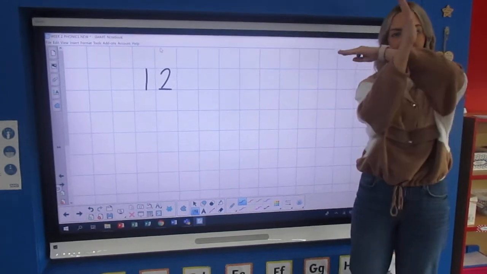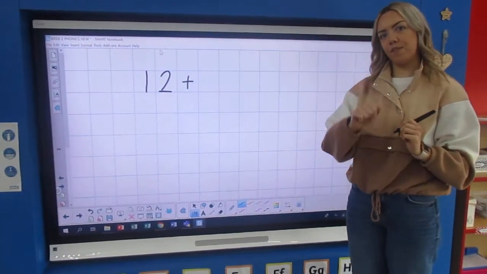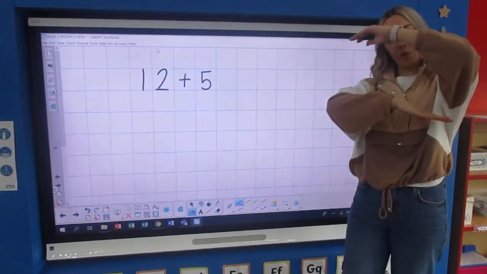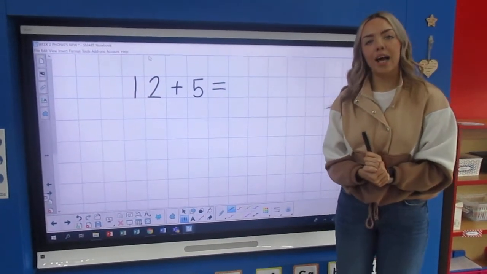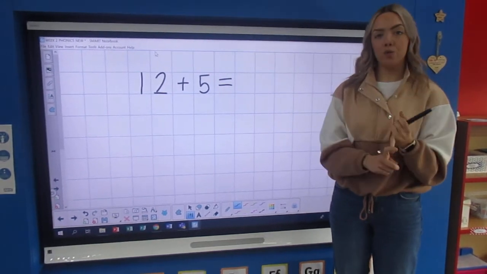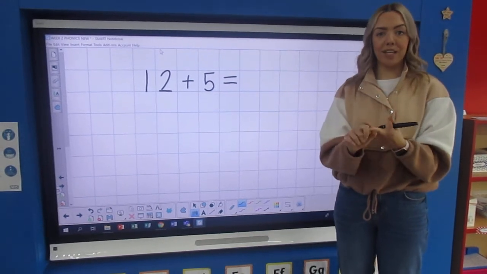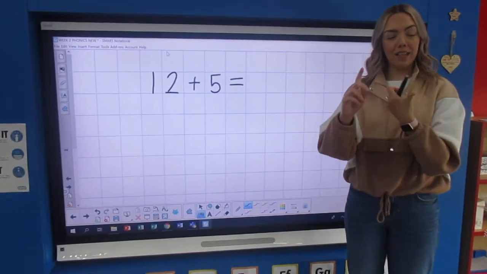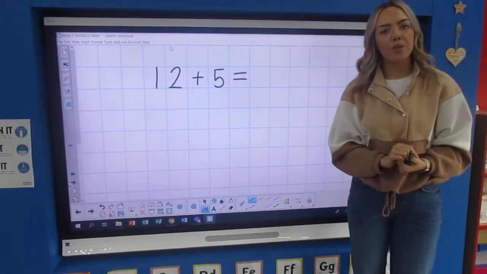12 add 5 equals. Okay, and how are you going to work that out today? Thinking about our methods from yesterday, you could use your 100 square, you could use a number line, you could get objects in your house, so real objects, or you could draw counters. The last method you could use is in your head, and that's the method we're going to use together today.